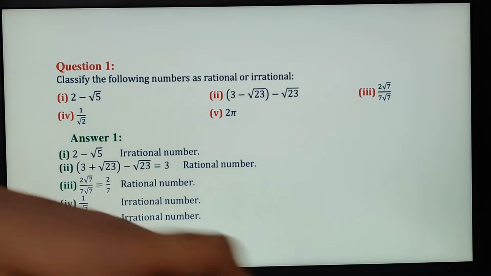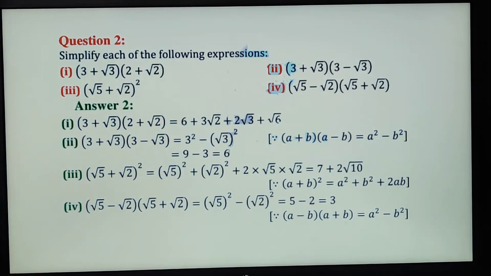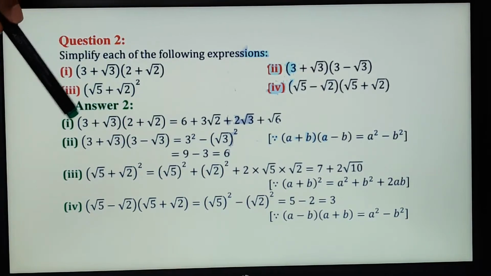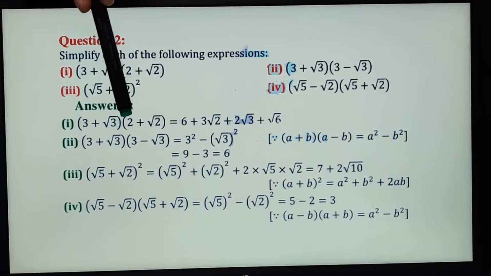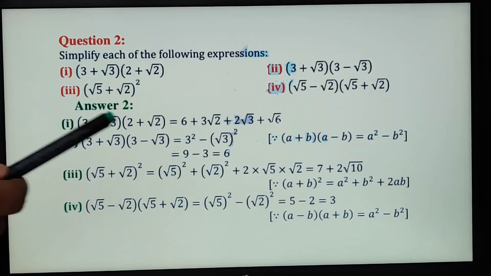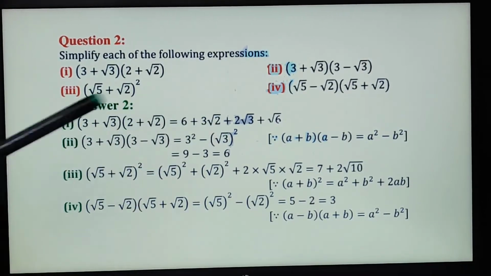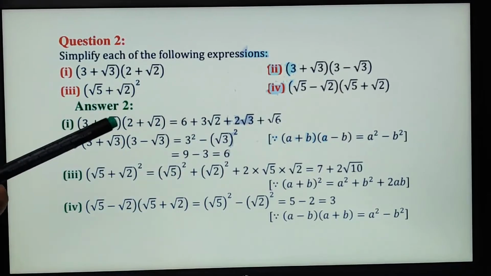Let us move to question number 2. Here we need to simplify, means we need to multiply two terms. Question number 1 is (3 plus root 3) bracket close, bracket open (2 plus root 2) bracket close. So we need to multiply these two terms. First 3 will get multiplied with 2 plus root 2 and then root 3 will get multiplied with 2 plus root 2. So 3 2s are 6, 3 into root 2, 3 root 2, 2 into root 3, 2 root 3 and root 3 into root 2 will be root 6.